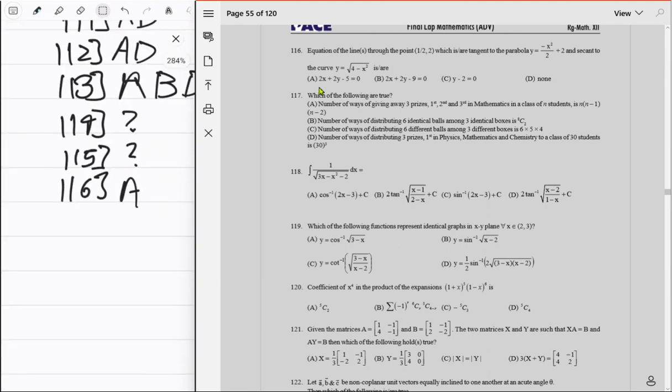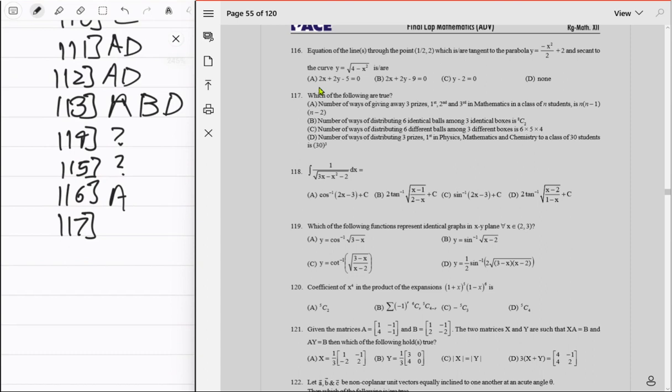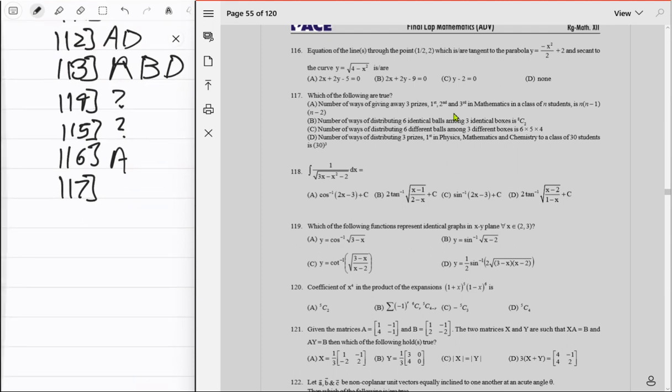Next is 117. The following are true: number of ways of giving away 3 prizes, 1 2 3, mathematics, in class of n students is n minus 1? n students है, 3 prizes है. Okay I mean, yeah, just n times n minus 1, what's the big deal about it? So first prize देना है कितने, n लोग. Yeah, so a is correct.